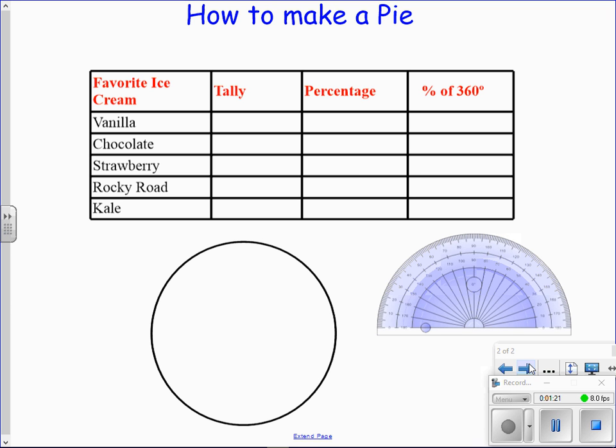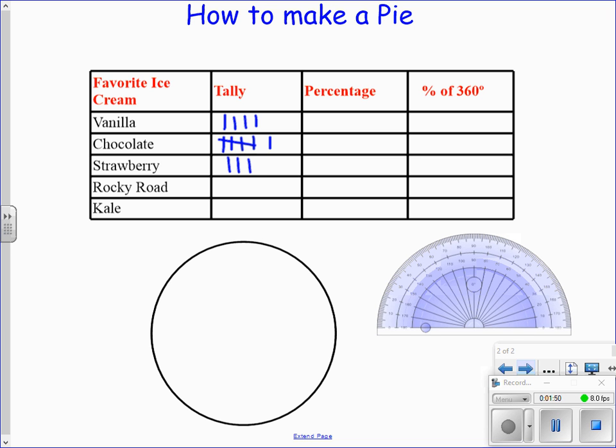Just raise your hand if you like vanilla ice cream. That's your favorite. 1, 2, 3, 4 people like vanilla ice cream. So let's go 1, 2, 3, and 4. Put up your hand if chocolate is your favorite. Oh, lots of people. 1, 2, 3, 4, 5, 6 people like chocolate. Strawberry. Put up your hand if strawberry is your favorite. Whoa, look at that. 5 people.